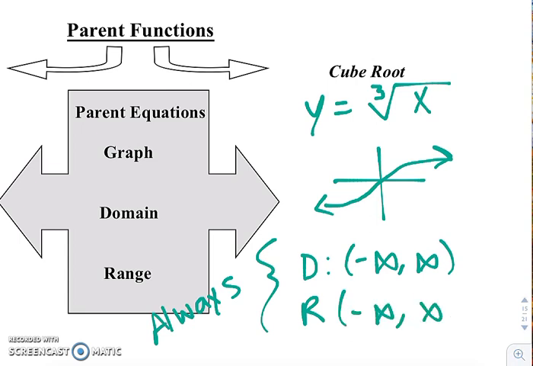I understand it sort of looks like it's only going to the left and right, but it is slowly going up and it is slowly going down also. So that's the nice thing with cube root functions. You never have to figure out what the domain and range is. It just always is negative to positive infinity.